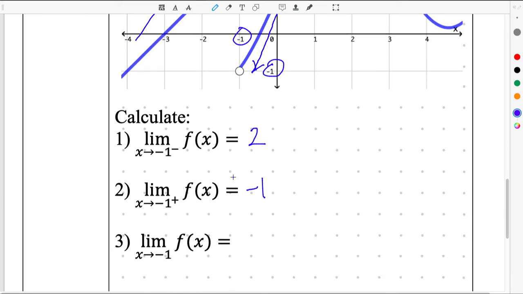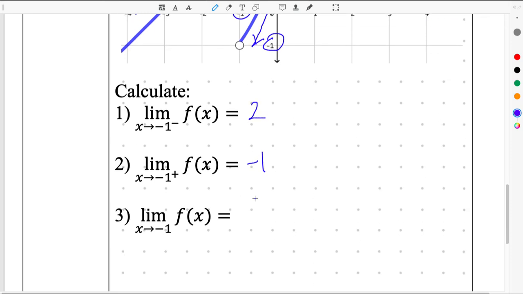And then Gio, can you repeat your awesome question? What happens when I go from the left and the right? So the general rule of thumb is if the left and the right don't match up, there's no answer. And the way that we say that in math is does not exist. The answer does not exist.